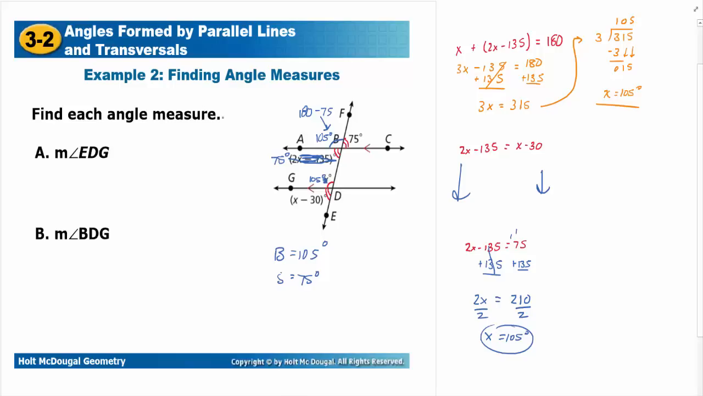Okay. So anyway, EDG. Notice that's a small angle right here. We know our small angles are 75 degrees. So that's the measure of angle EDG. Next up, we have BDG. Follow me here. That's a big angle. I already have it as 105. So 105 degrees. Again, that problem can be solved rather quickly. I'm going through it the long way because I want to show you all the different avenues that you could approach this problem with, based on what information you would actually be given.